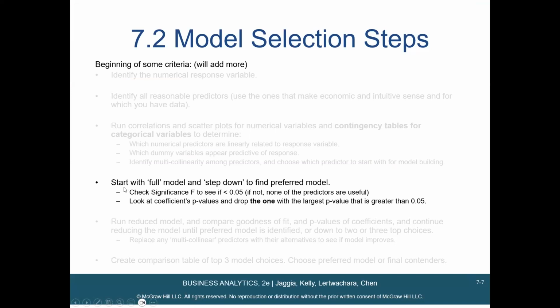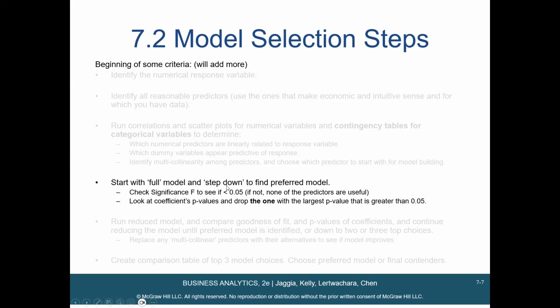All right. So we're going to start with what's called the full model. That means once we've identified all the predictors in our data that we think logically, or as I say, economically and intuitively make sense, and also show up in the data as possibly being correlated, or one of the values of a categorical predictor really seems to indicate a connection with the response variable.